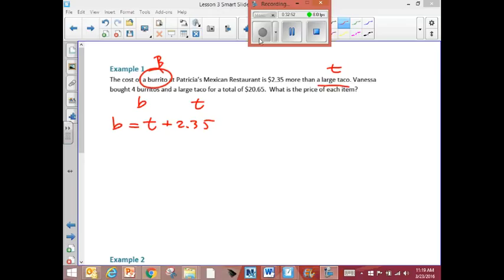Then the rest, let's see if we can get the rest. Vanessa bought 4 burritos and a large taco for that amount of money. She bought 4 of these burritos plus how much? One. I'm gonna put 1 from that taco. All for $20.65. All right, take a look at it.